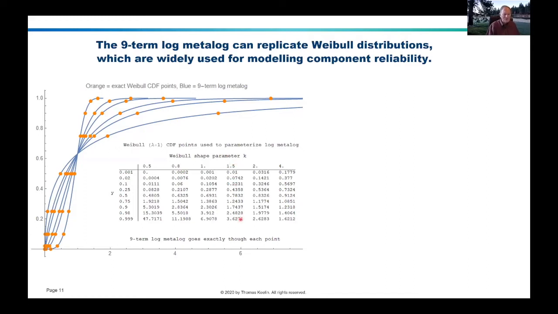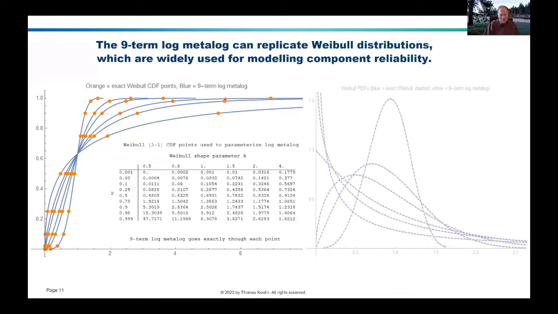That's what they are. If you parameterize a log metalog distribution with those exact 9 parameters, you get something that goes through all 9 parameters exactly. And if you do what we did before, you say, well, how close are the density functions to the exact Weibulls? Well, you can see the exact Weibulls here are in blue, and the dashed yellow is the 9-term log metalog parameterized by those Weibull parameters. And once again, you see you get something that is so exact, you really can't tell the difference in a practical sense. So that's for a single.